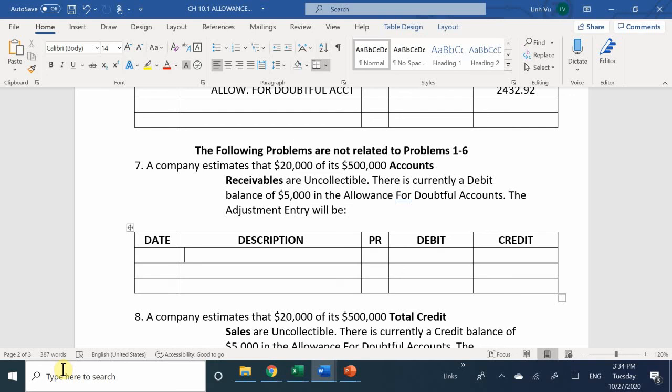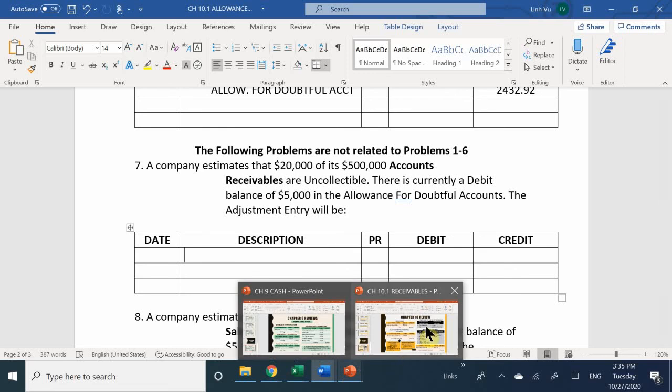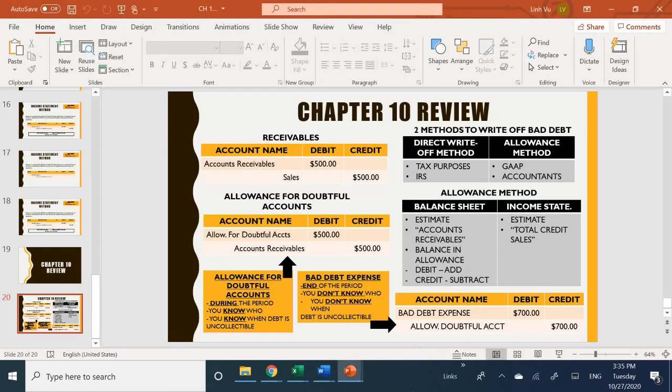If your company is estimating, do you know who? It's an estimate. So do you know who's going to owe you this money? No. So what's my assumption here? If I don't know who, what am I going to be using? It's the allowance for doubtful accounts. That's one of the accounts. Oh, okay, I already wrote that one, sorry.